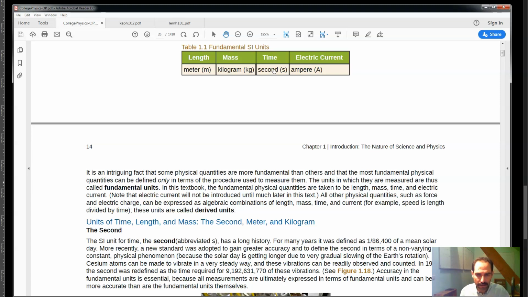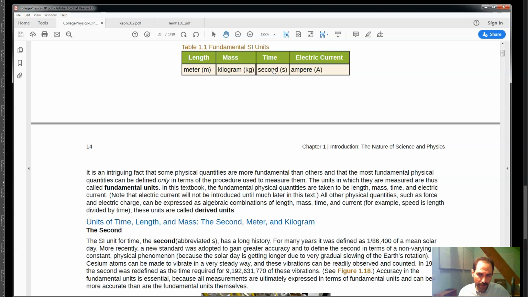Cesium-133 atom has these vibrations, and it seems that you're supposed to somehow excite it or do something to the cesium atom. I'm not really sure what they do to that, or if it basically has those sorts of vibrations naturally. I am not sure about that.